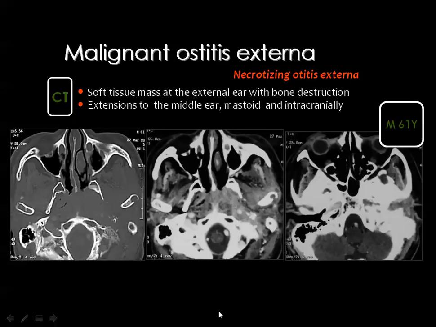This is another example of necrotizing otitis externa, previously known as malignant otitis externa. And you can see the involvement here is on the left side. The external canal is filled by enhancing inflammatory granulation tissue compared to the normal right-sided external canal.